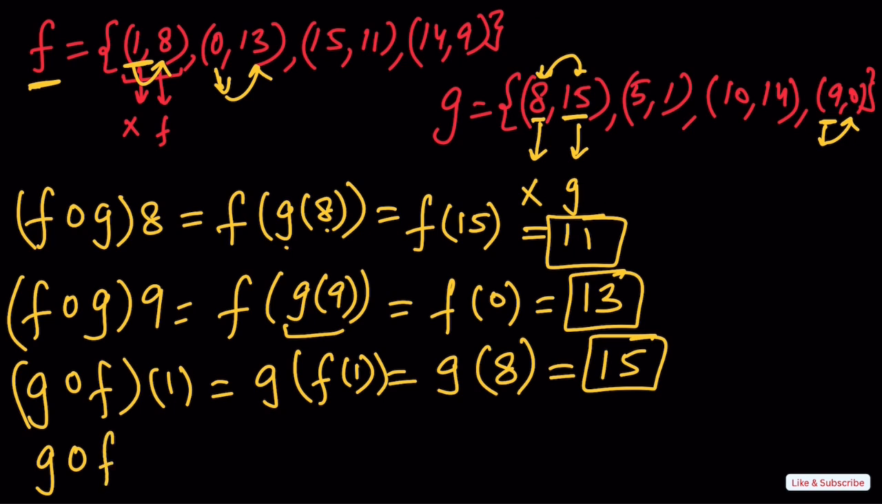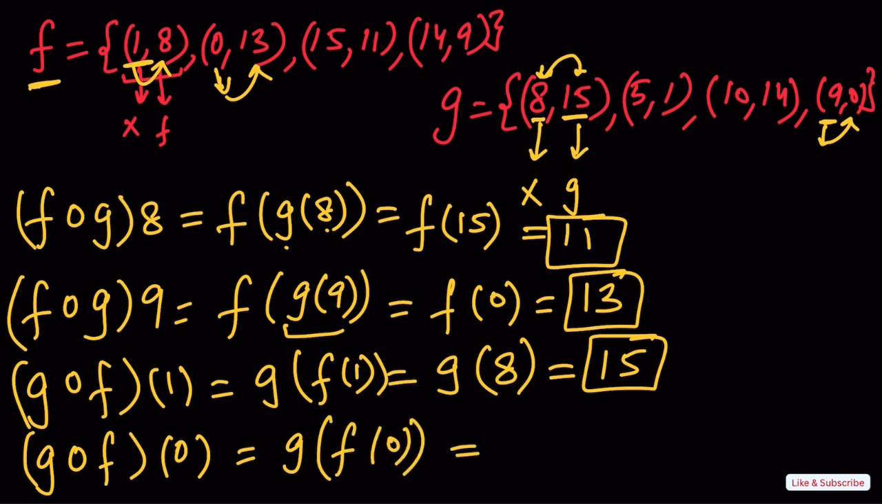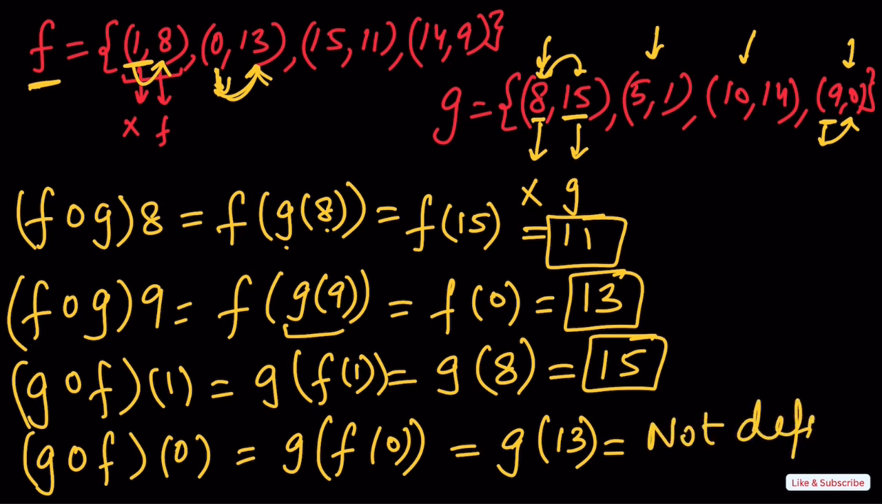Now try to find g of f of 0. I can write this as g of f of 0. Now what is the value of f of 0? Now f of 0 is right here and the value is 13. I can write this as g of 13. Now if you look for x being 13 in g, there is no value of 13 in the domain of g. So this is not defined.